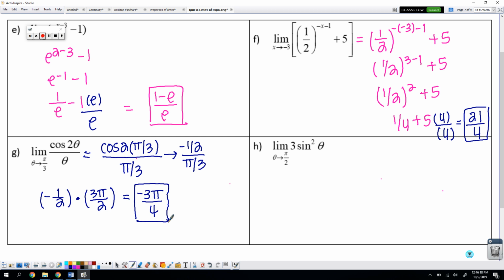Alright? Now I'll do the same exact thing here for H. So I can just plug it in. 3 pi over 2. And then I actually like to show it as squared afterwards, but you can show it either way as long as the answer is correct. So 3 times pi over 2, the y value is 1. So 3 times 1 squared is 3. Remember, square first, then multiply.